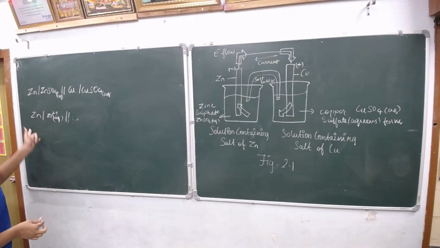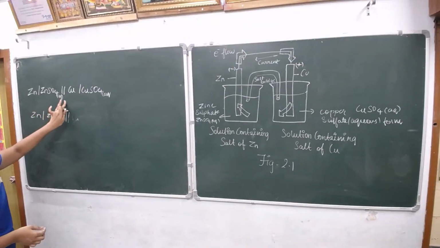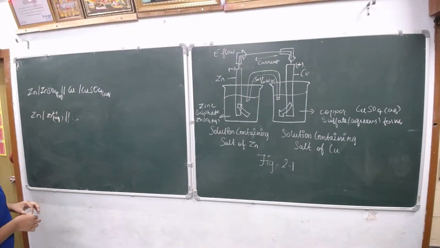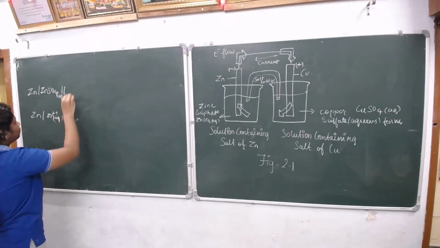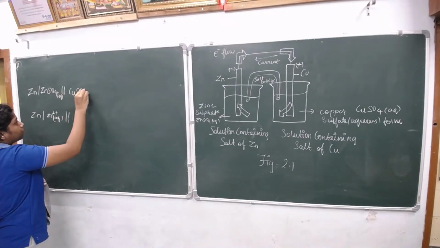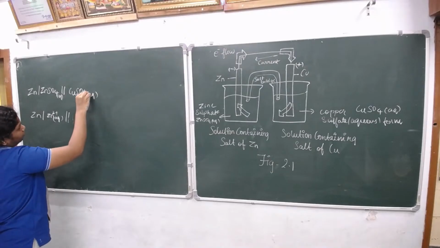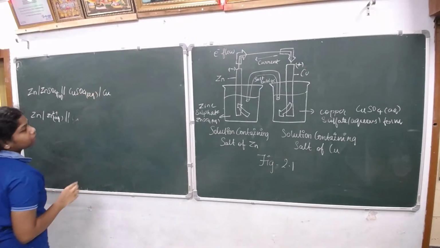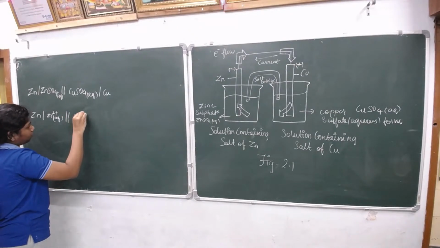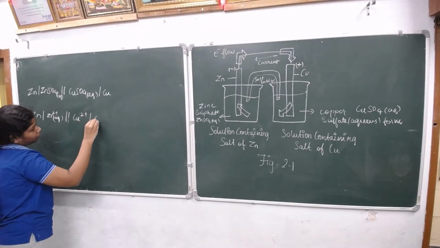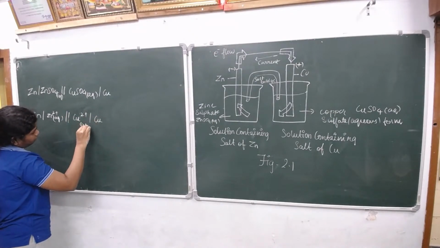You have completely forgotten. You put zinc sulfate and the double slash. Then what about the electrolyte? CuSO4 should be there. Okay, right, proceed. Cu2 plus bar Cu. So this is the way we are writing.